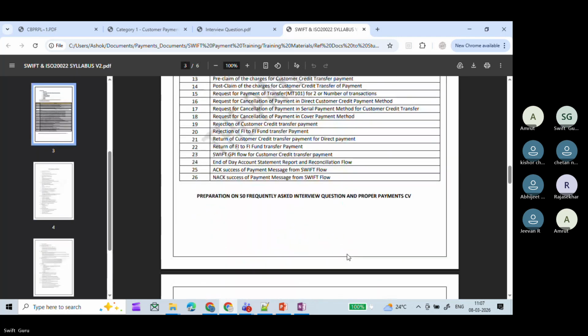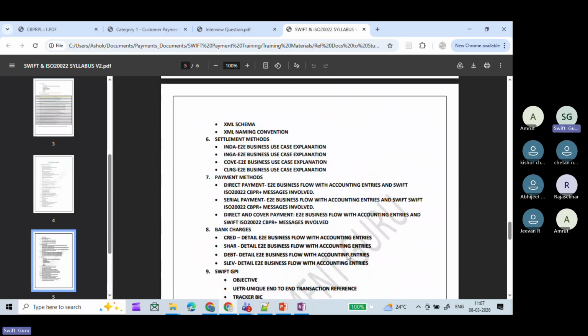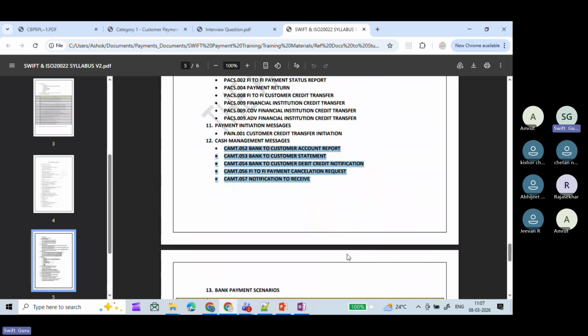And somebody was just saying it is definitely an exhaustive, lengthy training, lengthy syllabus as well, because there are a lot of things to understand in Swift. And I have tried my level best to cover all the topics pertaining to Swift and not miss out on those areas. So selected MT category 1, category 2, and category 9 messages and the business use cases are covered here, which you will be dealing with day in, day out, right?